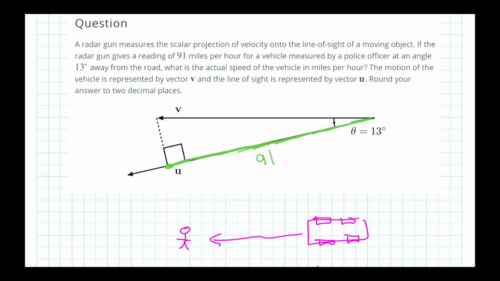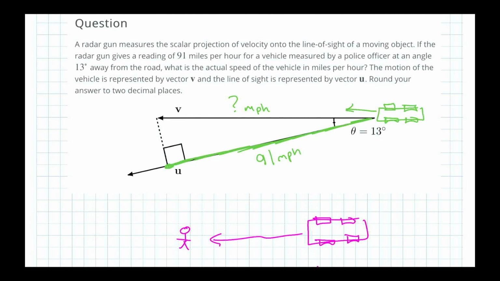Okay, and then so that's the line of sight to the vehicle. So the car is like this, I guess, going this way. These are wheels. We're looking at it overhead. I don't know why we're looking at it overhead though, but we are. So it's going that way, and this is 91 mph that you measure, but this is question mark mph.